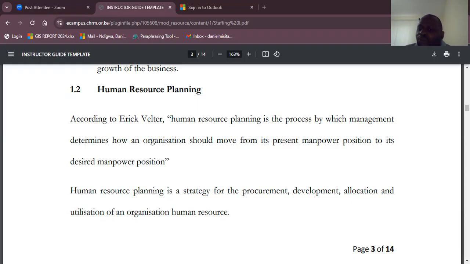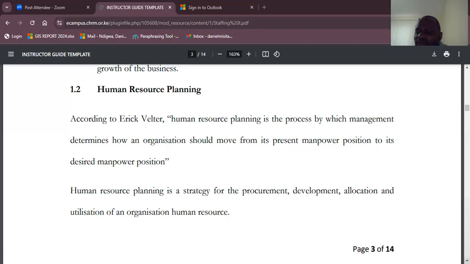We are talking about development. We are trying to develop the capital in terms of human capital. Then once you have what it takes, you allocate the various resources that will help you to get the desired manpower that you want. And once you do that, then you can utilize the resources that you have to get the human resource that is needed in that organization.